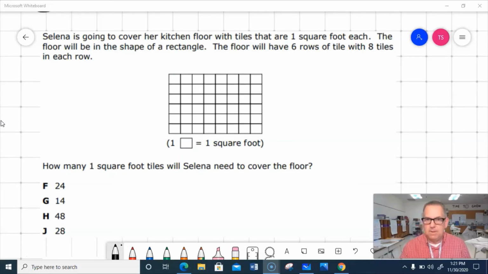That's correct. There are 6 rows with 8 tiles in each row. So the math problem to solve this would be 6 times 8. What is 6 times 8?